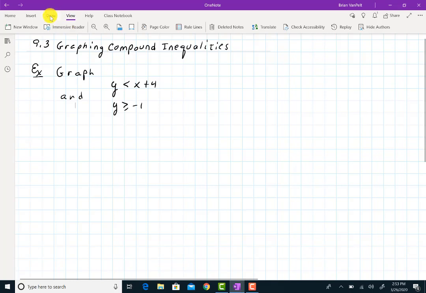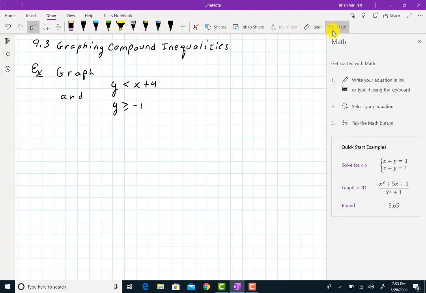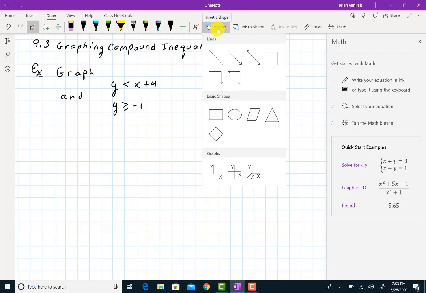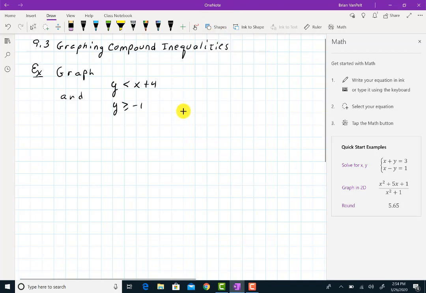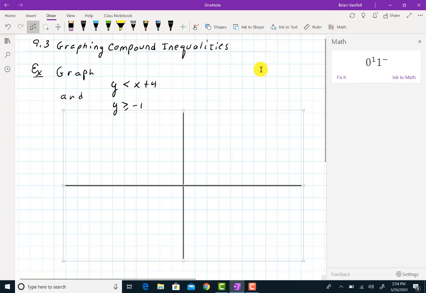For this thing, let's draw in here, not the math, in shapes. Let's go and do this guy right here. And typically they do try to conform to the grids I have up there. Gotcha. Let me close math.